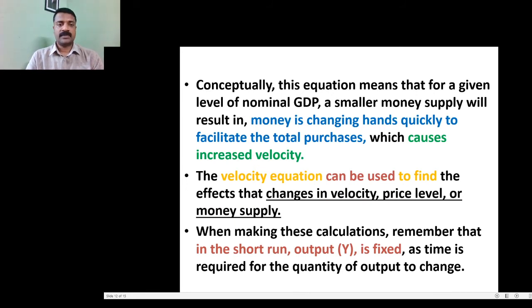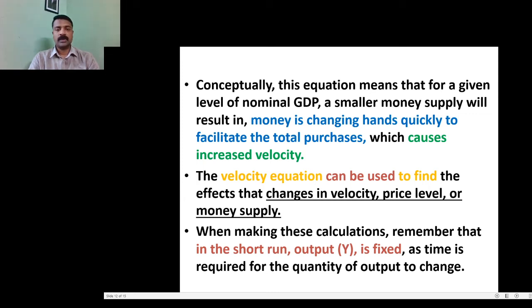Money is changing hands quickly to facilitate the total purchases, which causes increased velocity. The velocity equation can be used to find the effects that changes in velocity, changes in the price level, and changes that happen in the money supply. അപ്പോൾ ഈ equations നമ്മൾ ഇതിനൊക്കെ ഉപയോഗിക്കാറുണ്ട്.